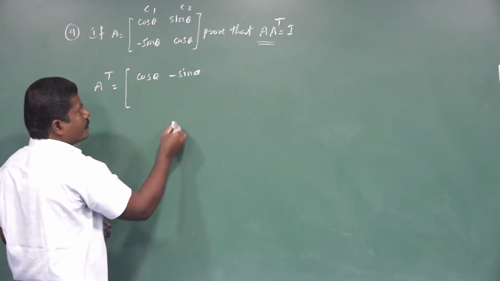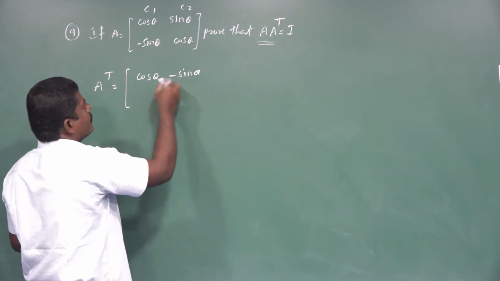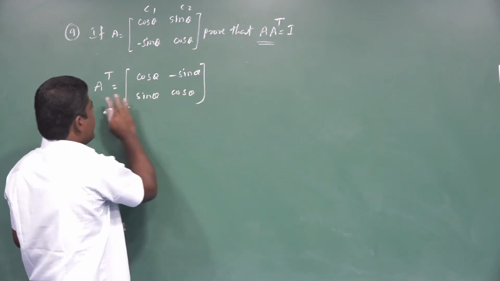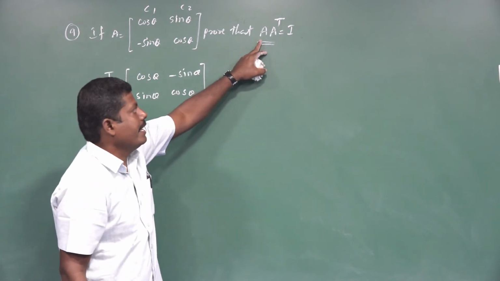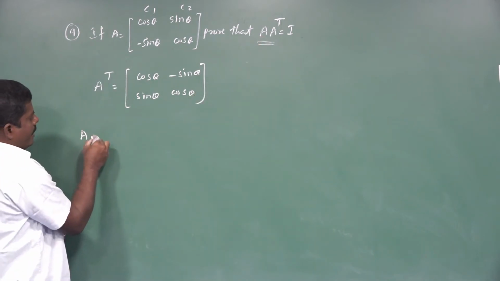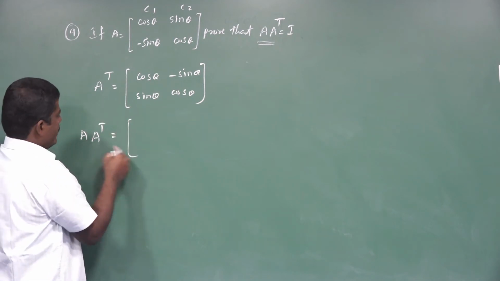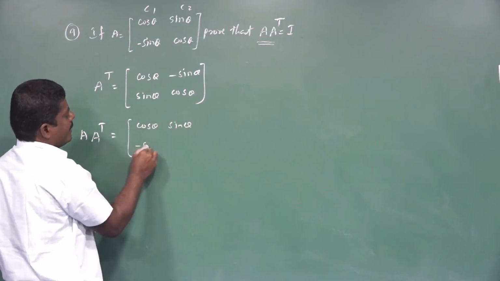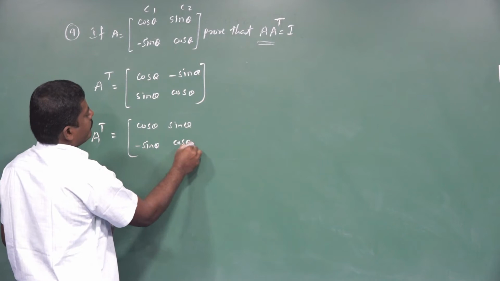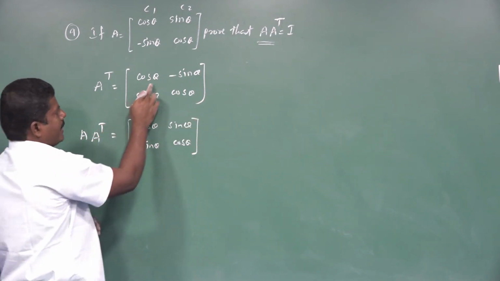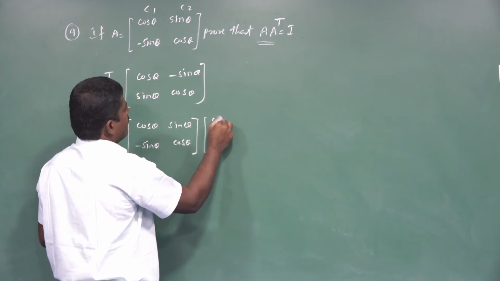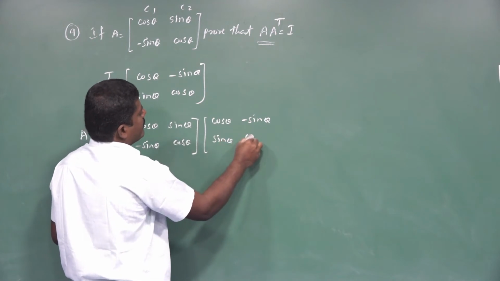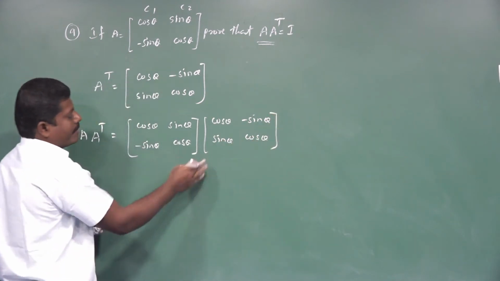Next you take the second column and write it in the second row: sin theta, cos theta. This is A transpose. Finally you want to find A multiplied by A transpose. You take the A matrix here: cos theta, sin theta, minus sin theta, cos theta, multiplied by A transpose, which is cos theta, minus sin theta, sin theta, cos theta. Now we want to multiply these two matrices.